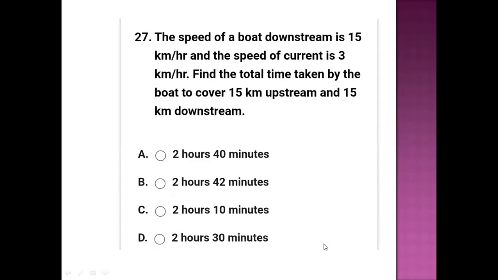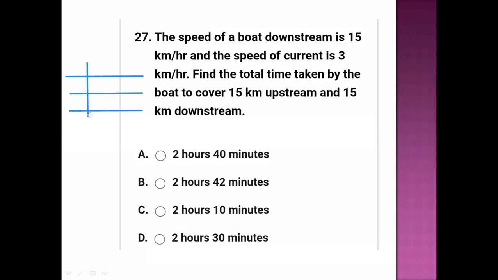So question number 27, you can see here. The question is, find the speed of the boat downstream. The speed of the boat downstream is 15 kilometer per hour. Okay, so they have given that. I will use only the worksheet here. First, I will make the table for easy interpretation.